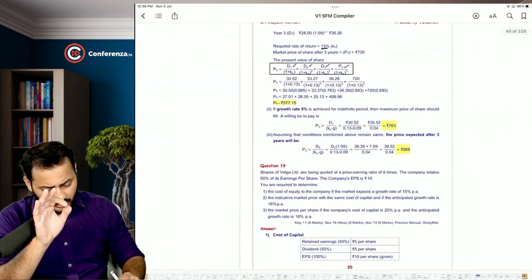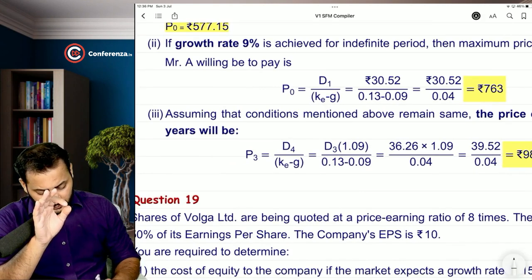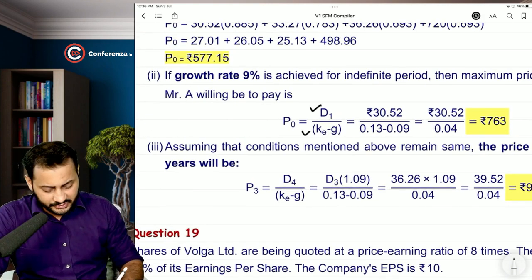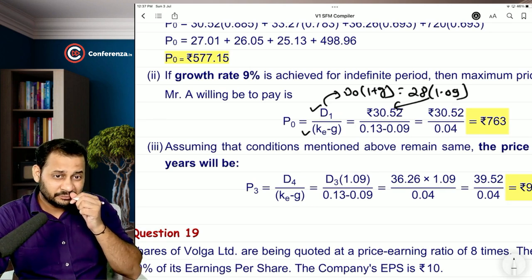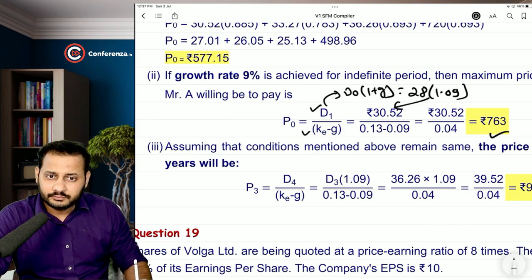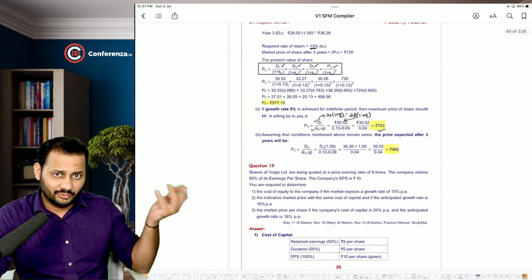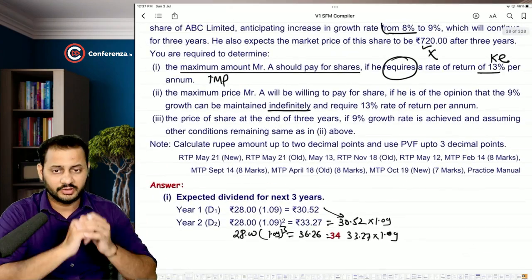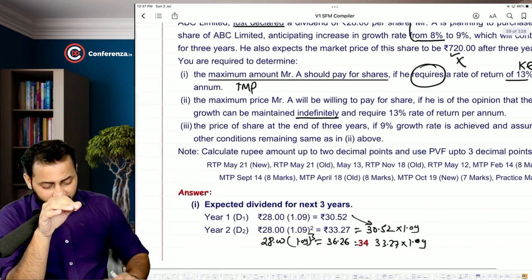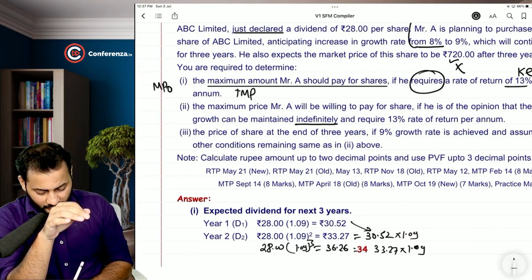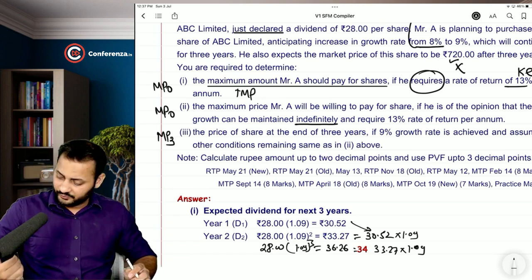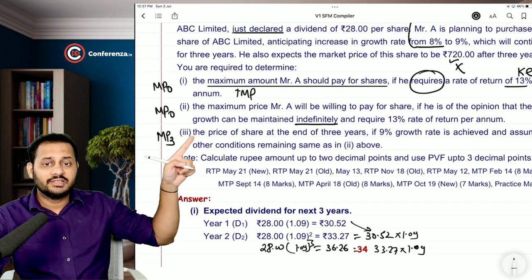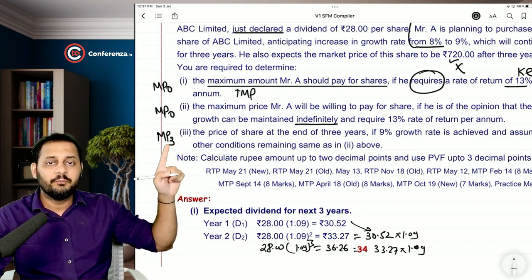Simple growth model. See, D1 divided by cost of equity minus g. What was D1? D0 into 1 plus growth, which is nothing but 28 into 1.09, which is nothing but 30.52. So if you calculate, you will get the price. Easy. No need to explain the calculations. Third part. Have a look. In the very first part, they asked you to calculate market price at time 0. But in the third part, they are asking you to calculate market price at time 3, not 0. The price of share at the end of 3 years, MP3.